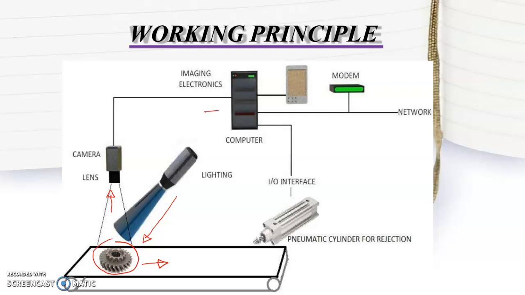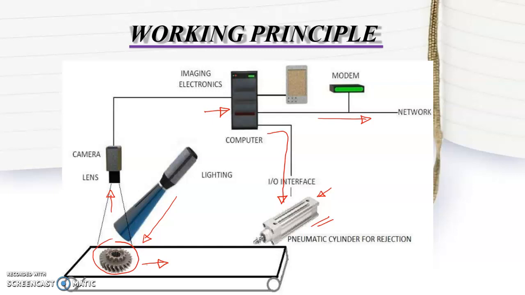Then the processing and analysis is done on a computer, and the computer is connected to the network where it can gather information from some other sources. So that analysis and processing is happening on this computer, and communication is sent to the pneumatic cylinder here. The pneumatic cylinder is used as an action element in this case.